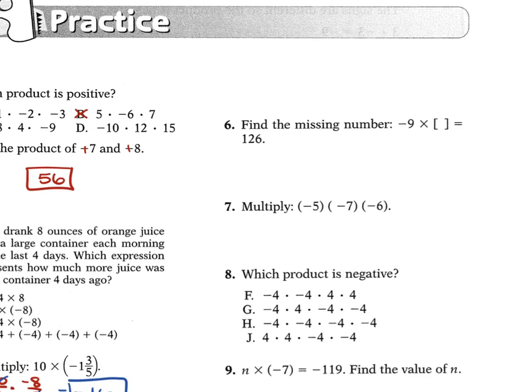For 6, we're finding the missing number: negative 9 times something is 126. So first think, a negative times what is a positive? A negative. So our answer is going to be negative. And then divide. 126 divided by 9 gives us 14. So that missing number is negative 14. For 7, we're multiplying negative 5 times negative 7 times negative 6. Well, negative 5 times negative 6 is positive 30. Times a negative 7 is a negative 210.